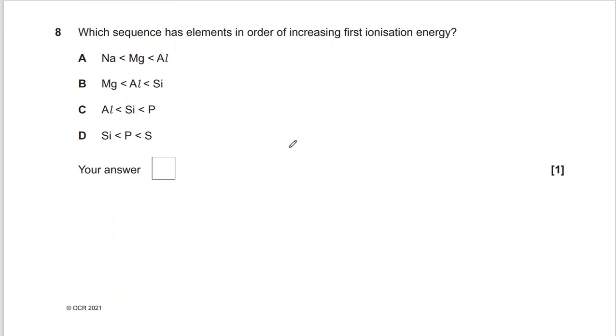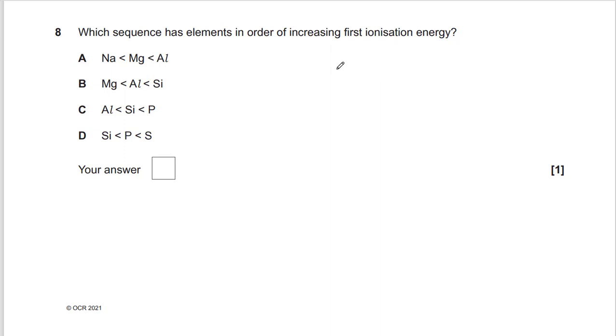Right. Number 8 then. Order of increasing ionization energy. So all we've got to do is look at the elements that we're given and look at the ionization energies that we would expect. So in terms of this question, there's a few things we need to consider. Ionization energy typically increases across a period in the periodic table. However, there are some notable exceptions.